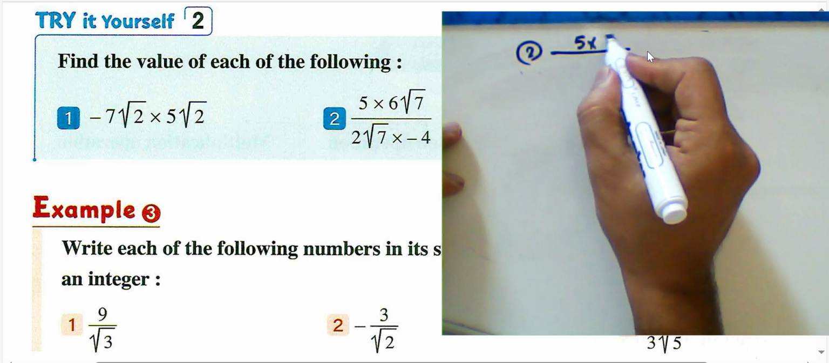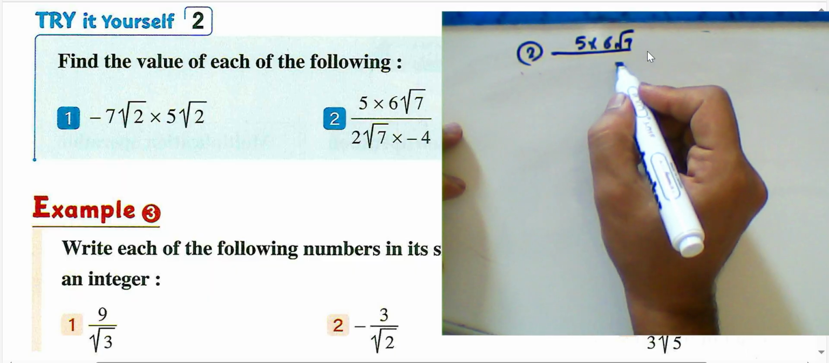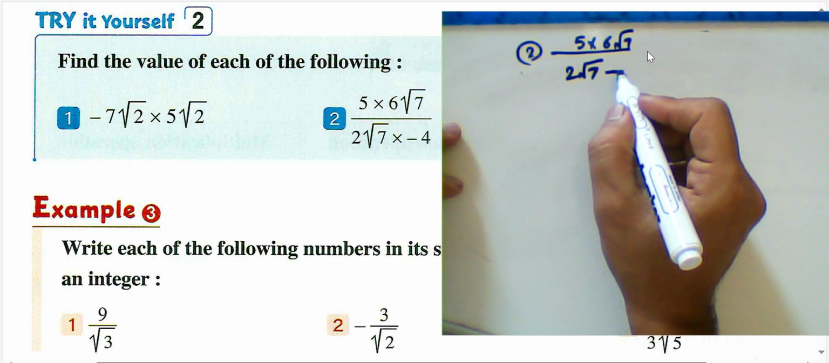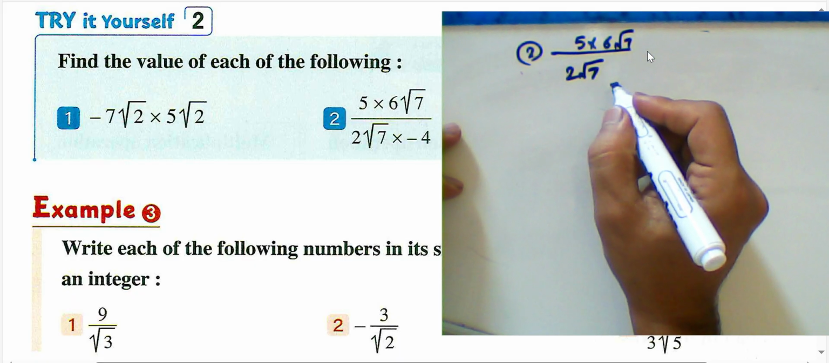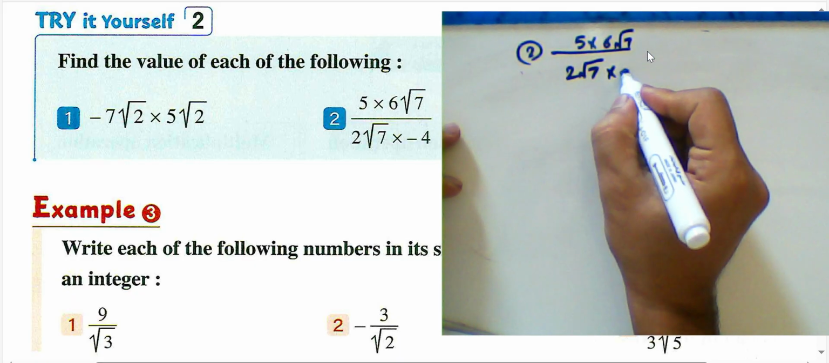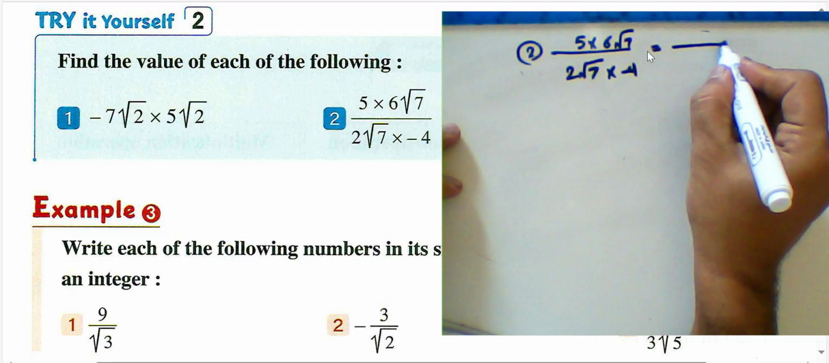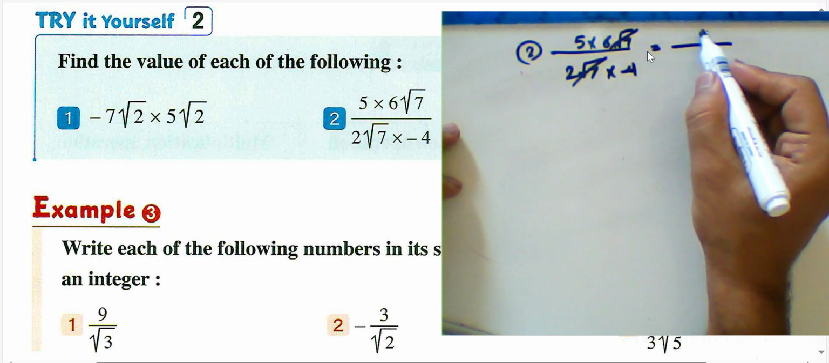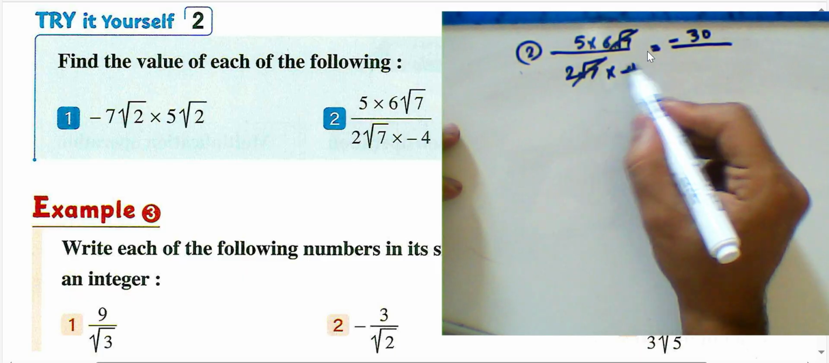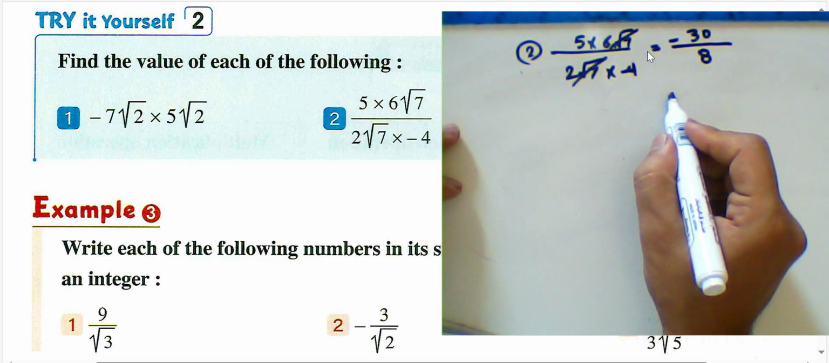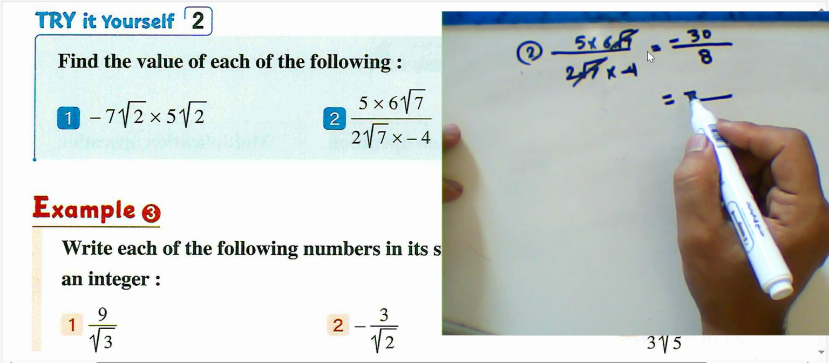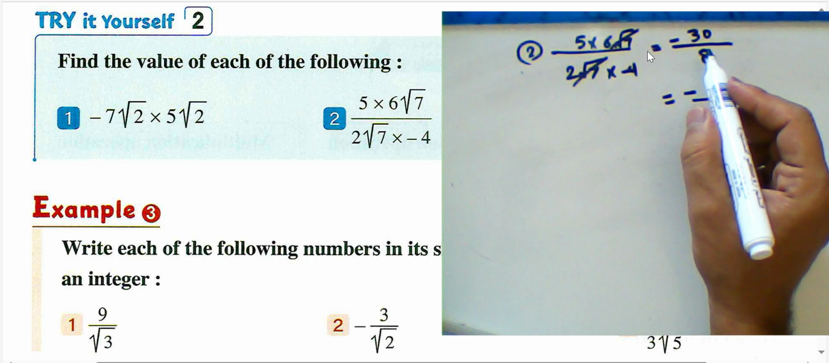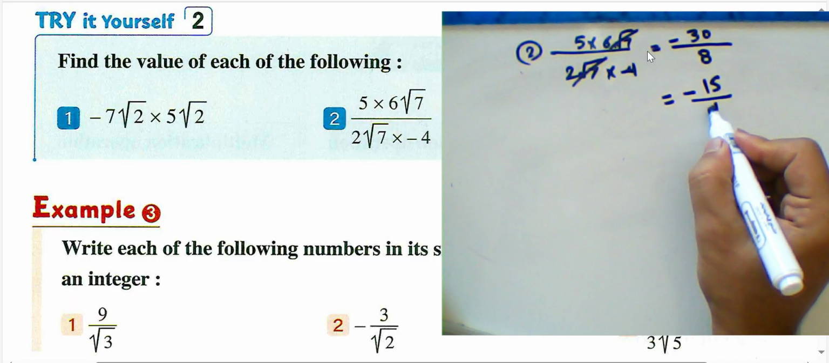We have 5 product by 6 root 7 over 2 root 7 product by negative 4. We know root 7 divided by root 7 equal 1. 5 times 6 equal 30, and we have negative here. 2 times 4 equal 8. Then you can simplify also by dividing by 2 numerator and denominator. We can divide 30 by 2, it will be 15, and 8 divided by 2 equal 4.